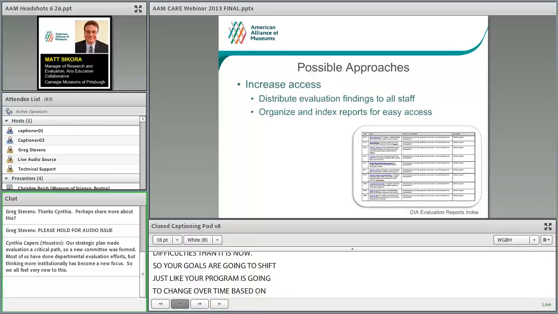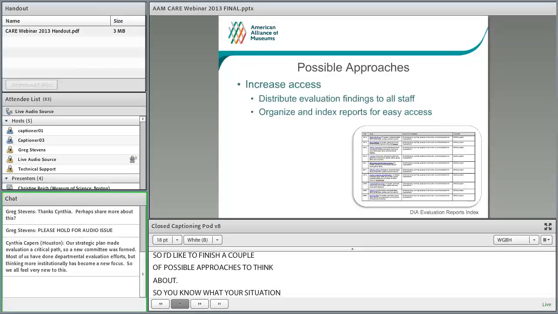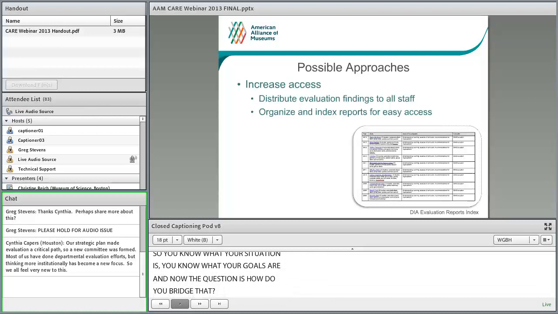So I'd like to finish with a couple of possible approaches to think about. You know what your situation is, you know what your goals are, and now the question is, how do you bridge that? How do you get there? One of the things to think about, and a key question in terms of being institution-wide with evaluation, is access.